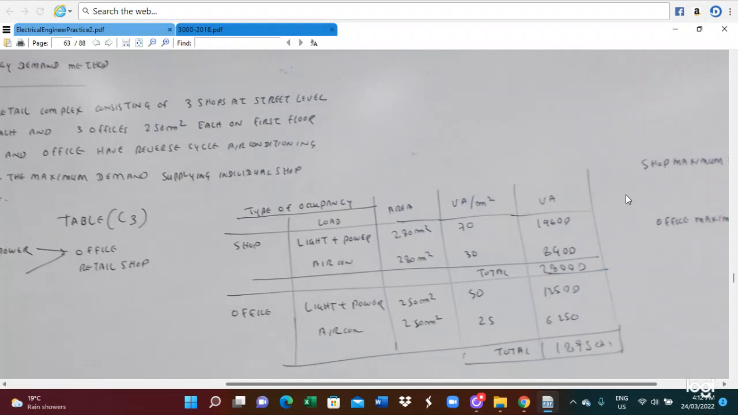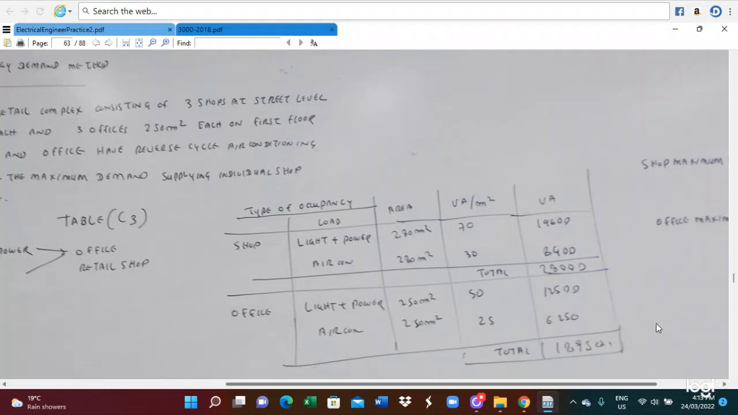For the office light and power, the area is 250 meter square, at 50 per meter square. So 50 multiplied by 250, you got 12500. And also the air conditioning, the dimension is 250 meter square and 1 meter square is 25. So you multiply and you got 6250.